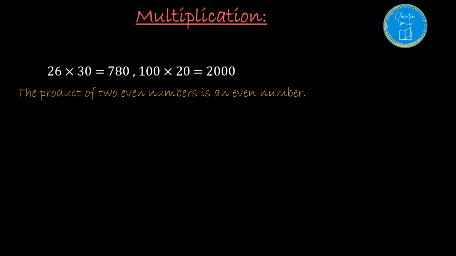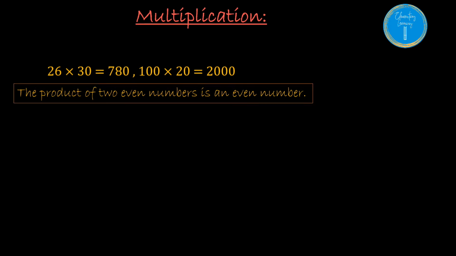Now we will move towards the multiplication properties. Same like the addition, it also has three cases, which are the product of two even numbers, the product of two odd numbers, and the product between an even and an odd number. So for the first case, if you multiply two even numbers, for example 26 and 30 and 100 and 20, we will get a product of 780 and 2000 respectively, which shows that the product of two even numbers will be an even number.